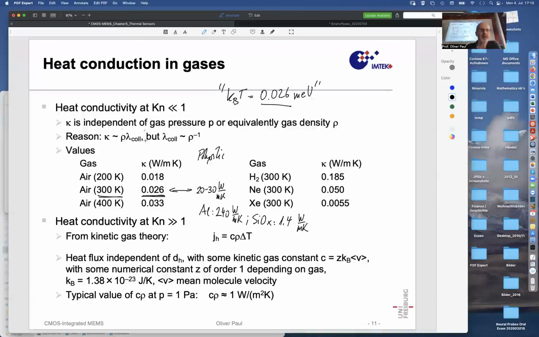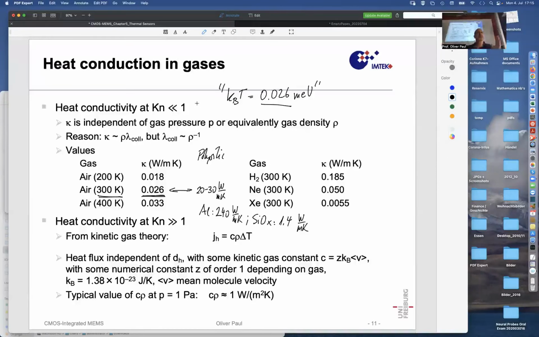Actually, I need to make a precision. So this law that kappa is constant is only valid as long as the Knudsen number remains smaller than 1. That is essential. If I evacuate the window pane more and more, the mean free path between the molecules becomes larger and larger, and at some point, I would say, it's independent of the density.